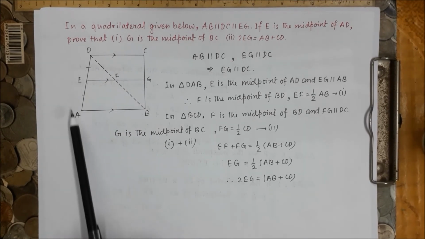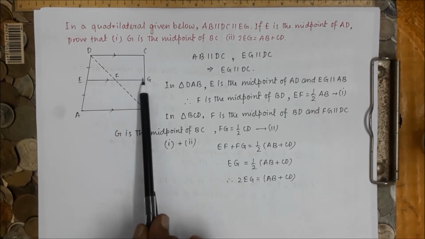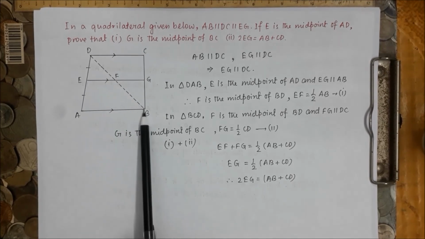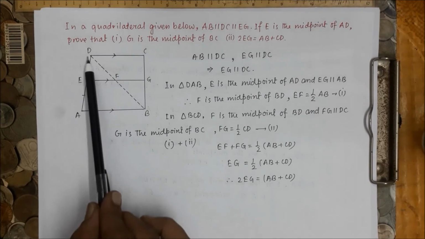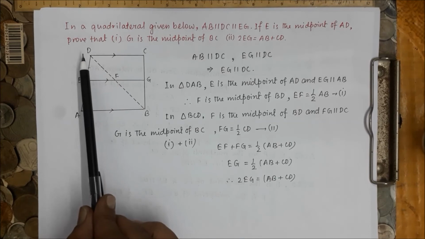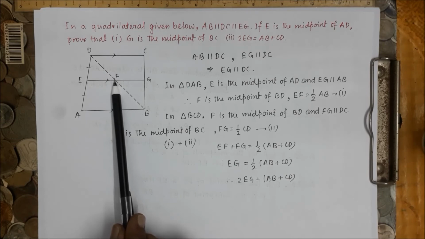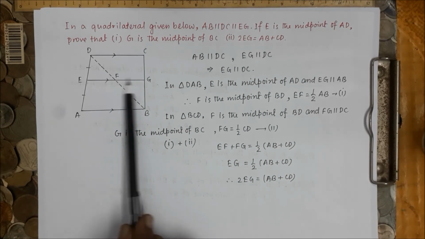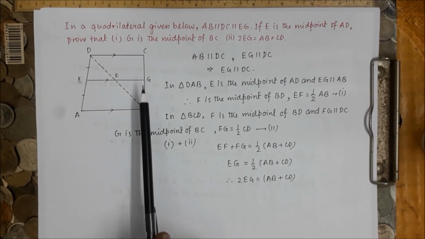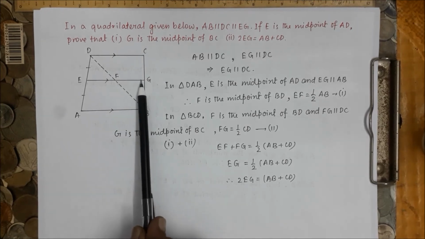Now in triangle DAB, E is the midpoint and EF is parallel to AB. So we can say that F is the midpoint of BD and EF equals half of AB. Similarly, if you look at the triangle BCD, F is the midpoint of BD and FG is parallel to DC. So by the converse of midpoint theorem, G is the midpoint of BC and FG is equal to half of DC.